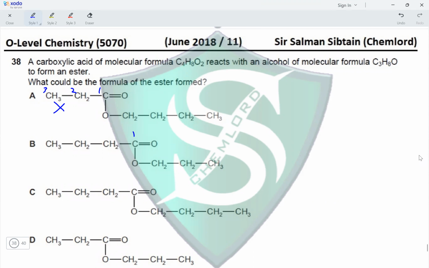In B, we have got 1, 2, 3, and 4 carbon atoms for the carboxylic acid, and 1, 2, and 3 carbon atoms for the alcohol. So this is correct. In C, we've got 1, 2, 3, 4 carbon atoms for the carboxylic acid, but 1, 2, 3, and 4 carbon atoms for the alcohol, making this incorrect. In D, we've got 1, 2, and 3 carbon atoms for the carboxylic acid, making the structure incorrect. So the correct ester given to us is in option B.